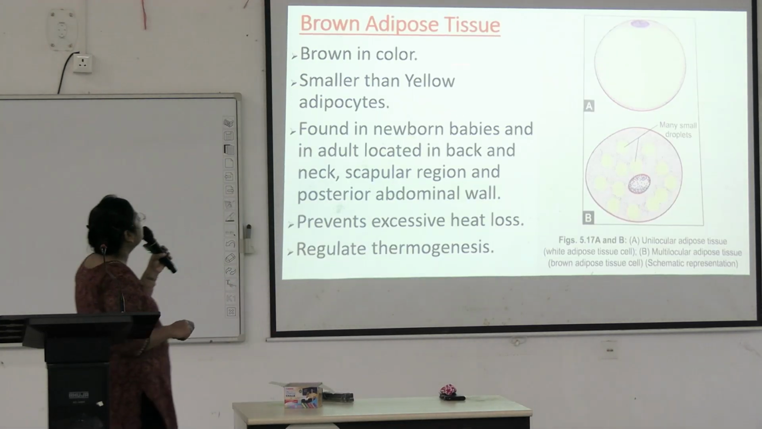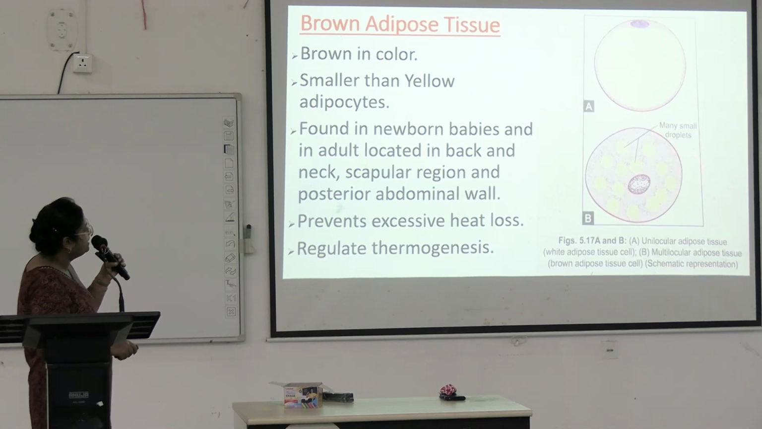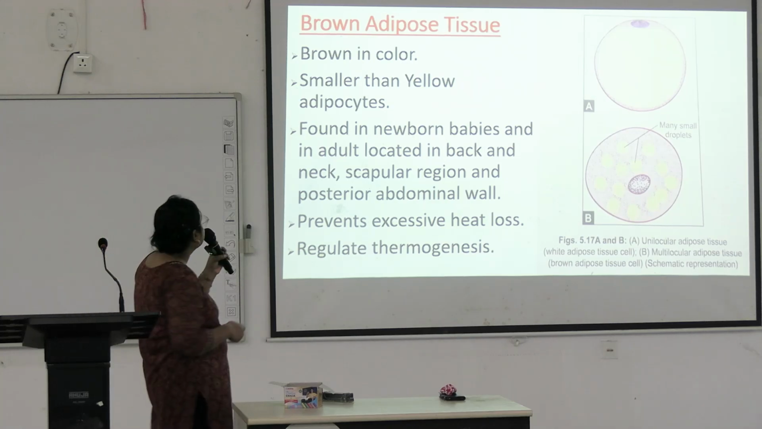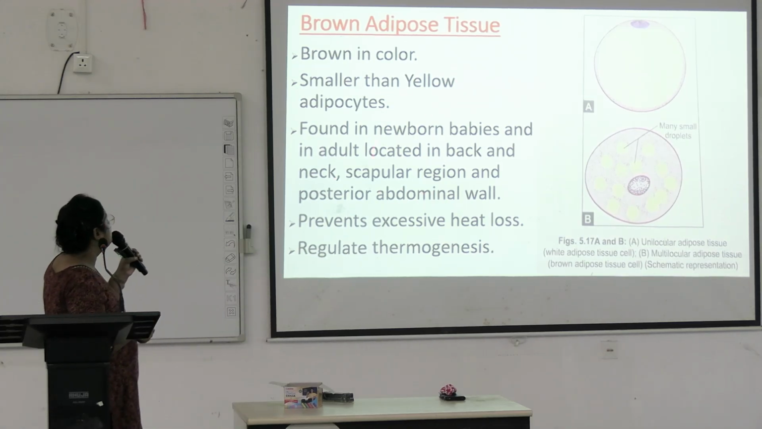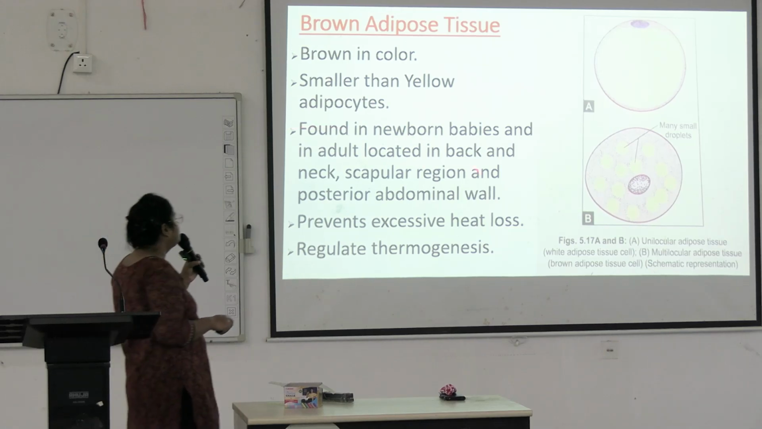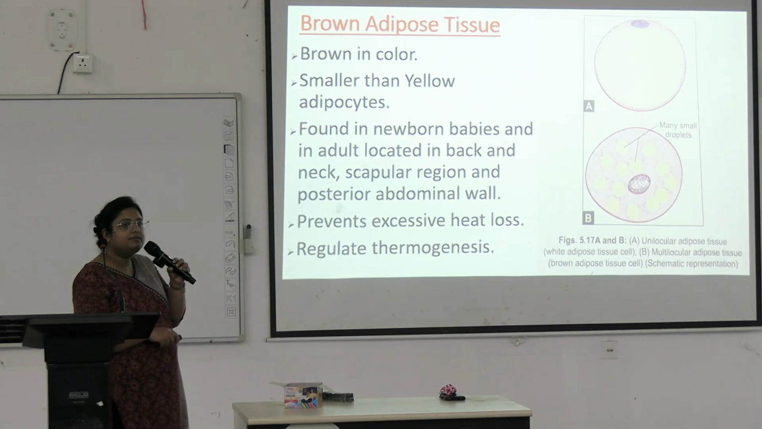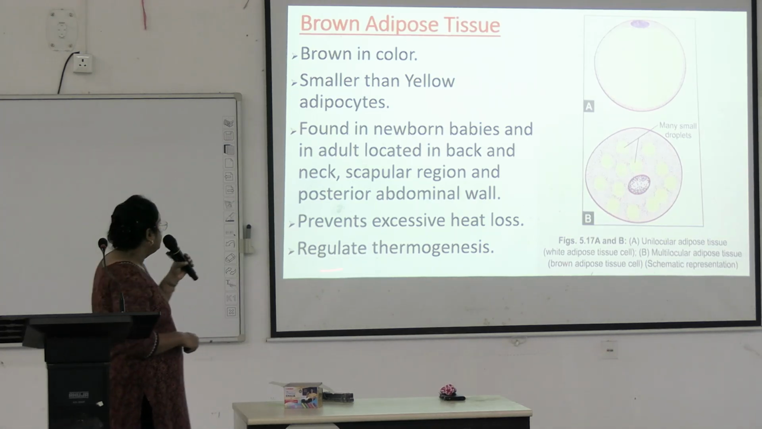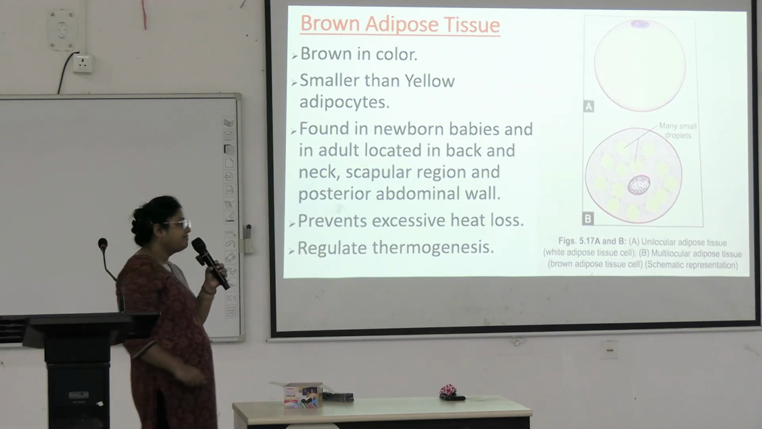Next we are going to brown adipose tissue. It is brown in color. See, multilocular adipocytes will be there in brown adipose tissue. They are smaller than the yellow adipocytes, found in newborn babies and, in adults, located in the back and neck, scapular region and posterior abdominal wall, and they prevent excessive heat loss. They regulate thermogenesis mainly in the newborn. Next.